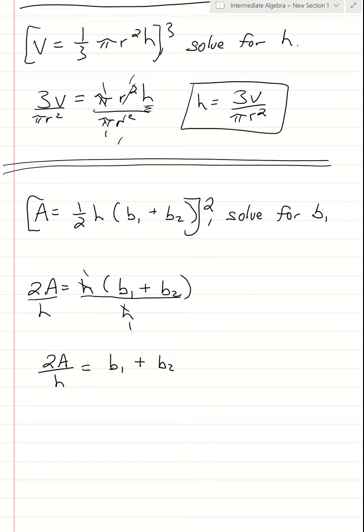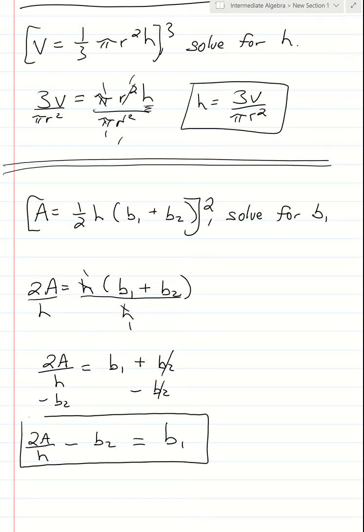Now we're almost there. Remember, to get b sub 1 alone, the last thing that we would have to do is to get rid of that b sub 2 term. Since it's being added, once again, we always look to do the opposite operation. So I will have to subtract b sub 2 on both sides. On the right side, the b sub 2 terms would simplify, leaving us now with just b sub 1. And what is b sub 1 going to equal? Well, on the left side, we have 2A divided by h minus b sub 2.